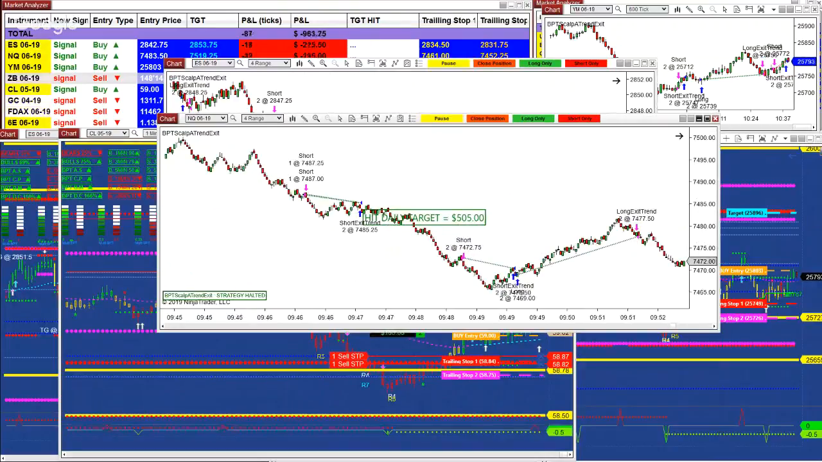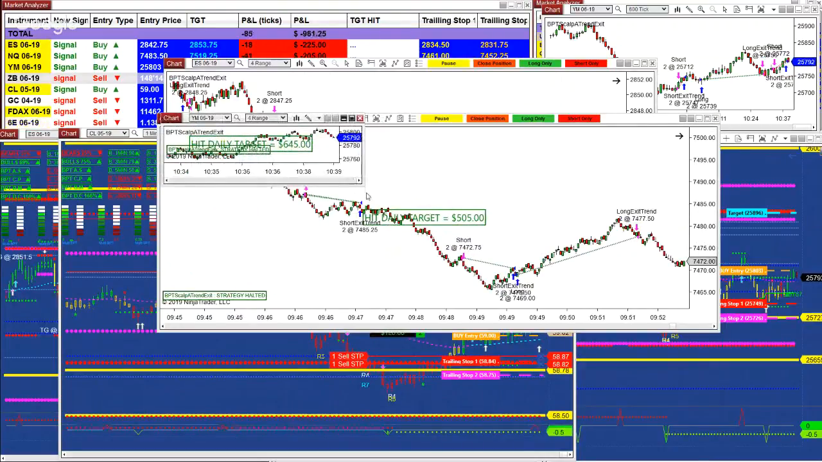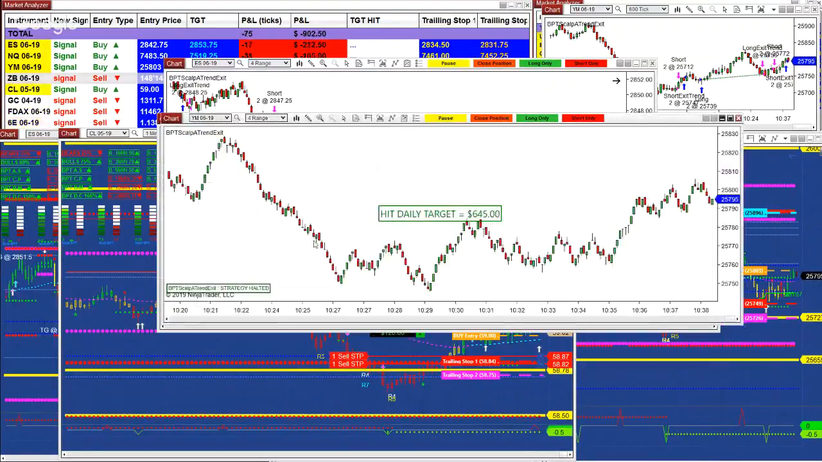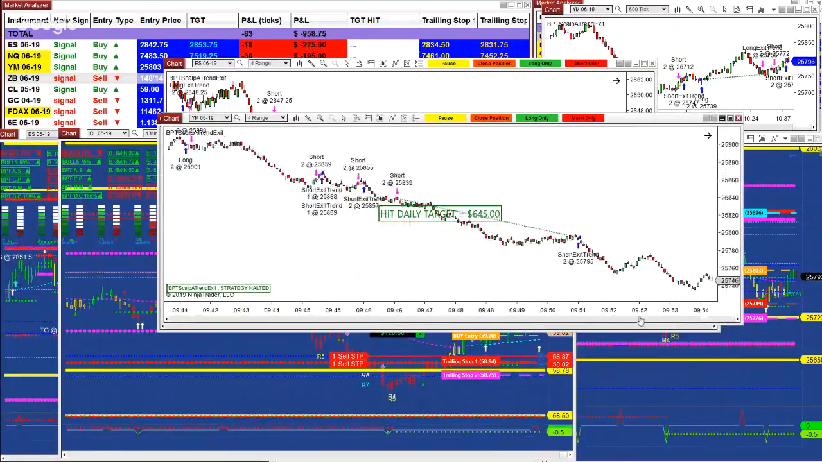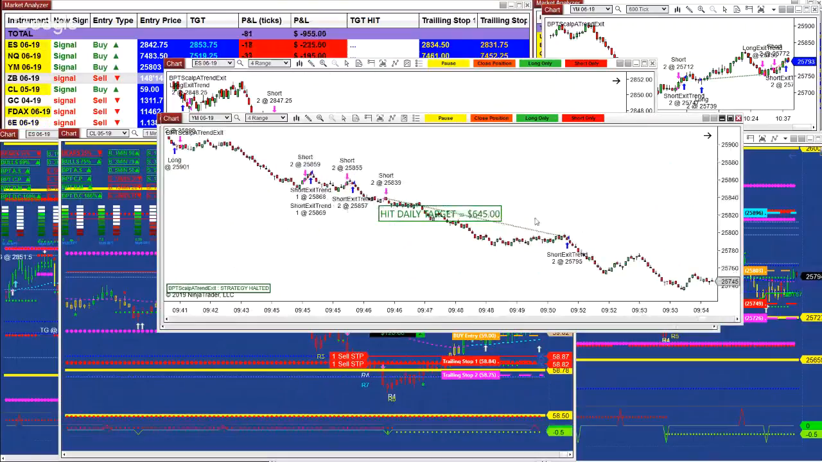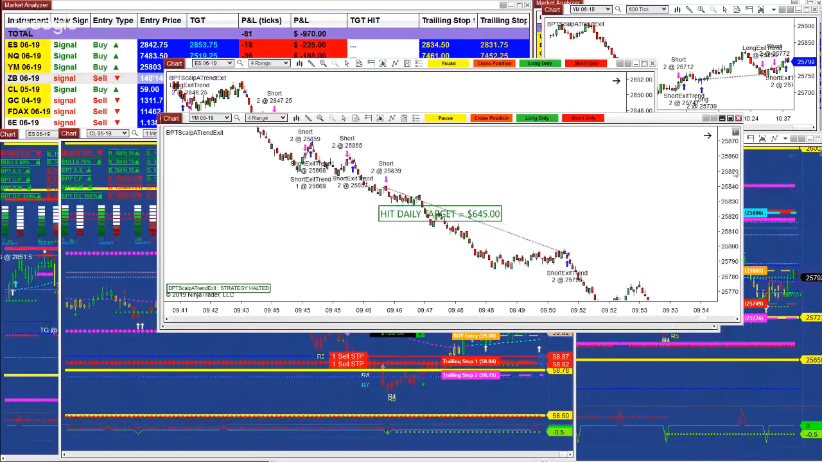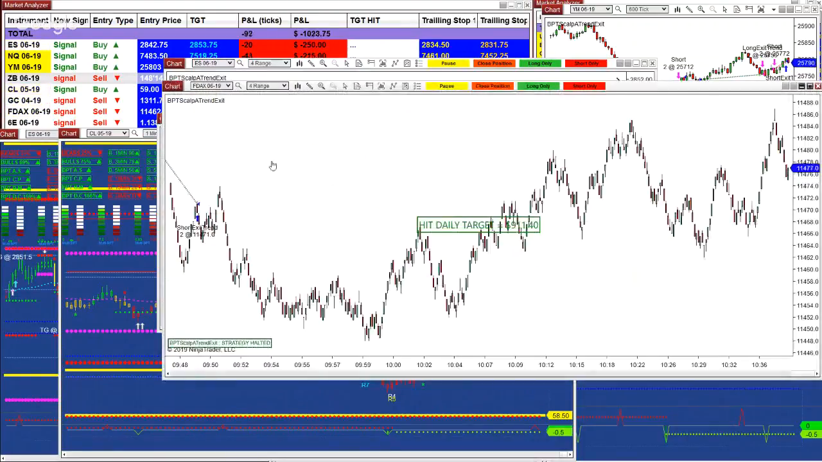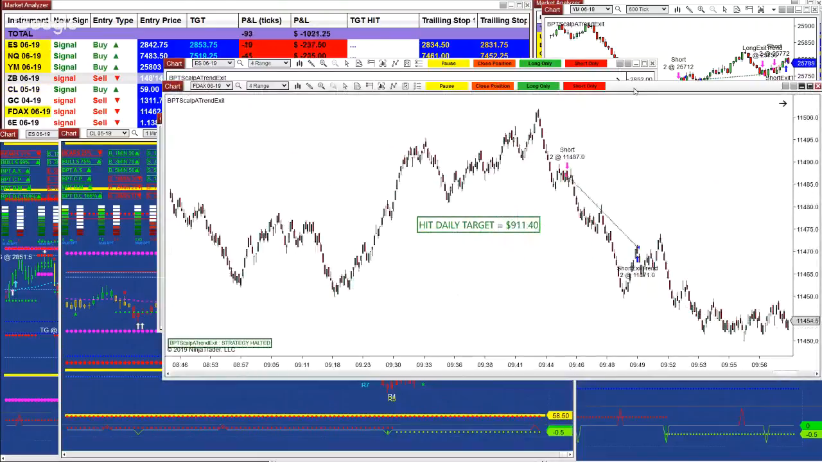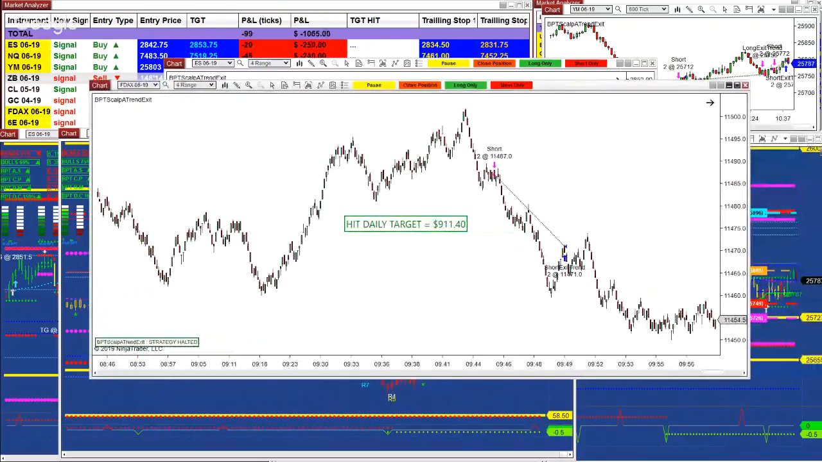And then YM full range market price 645. That was a beautiful trade, the last one, and it was done. And if you want to look at the DAX full range market order, nailed 911, and it is only one trade.